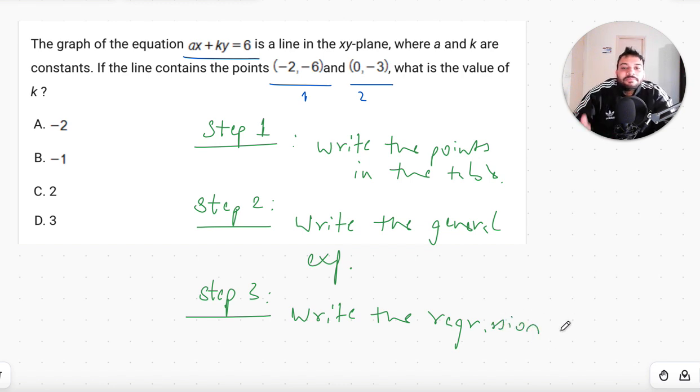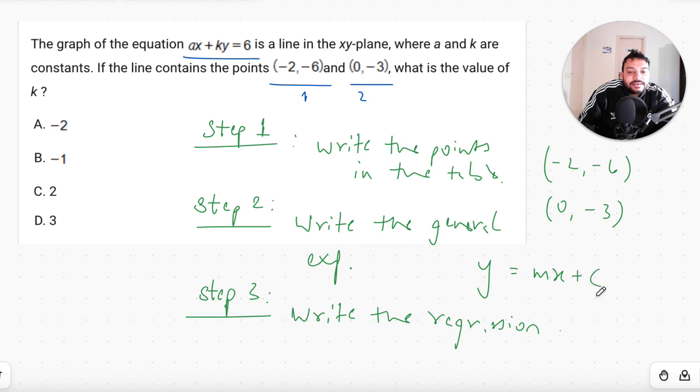So, what do I mean here? I mean these 2 points, (-2, -6) and (0, -3). These 2 points are written. That's step 1 done. General expression: what function are we writing? We're writing a linear equation here. So what's the general expression? y is equal to mx plus c. Now write this as a regression in DESMOS using the rules I told you. So we write y1 tilde b0 x1 plus b1. This is the regression expression corresponding to y is equal to mx plus c.